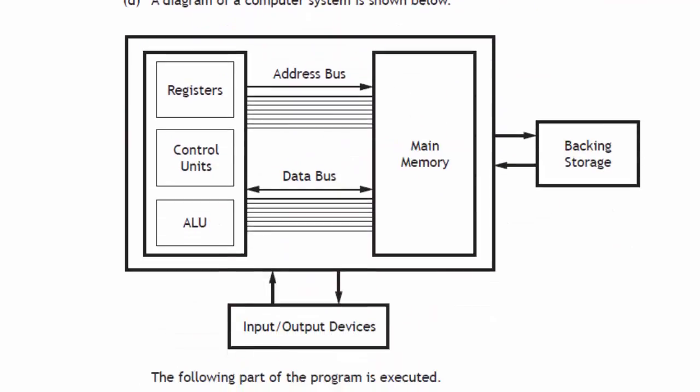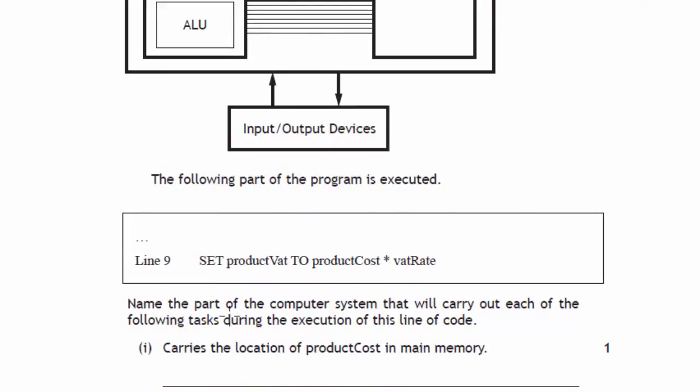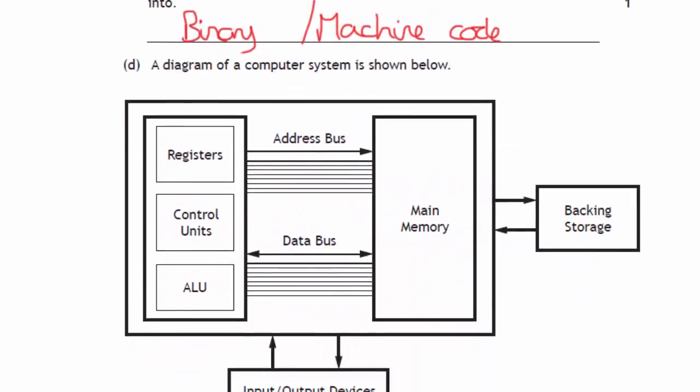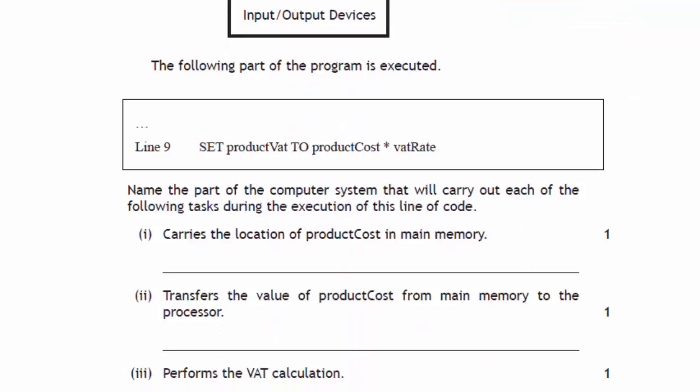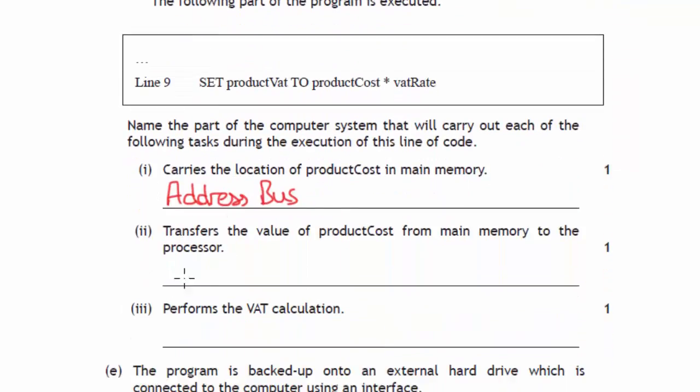You then look at question D, talking about the following part of the program being executed. Name the part of the computer system that carries out each of the following tasks during the execution of the code. Carries the location of the memory. Okay, so the location is your address, so it's your address bus that does that. Transfers the value of the product cost from the main memory to the processor, so that's the data. The address bus contains the address of the memory location, and the data bus contains the data that will be written to that address.